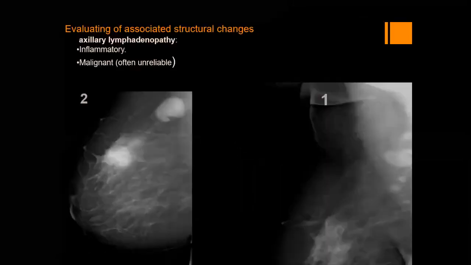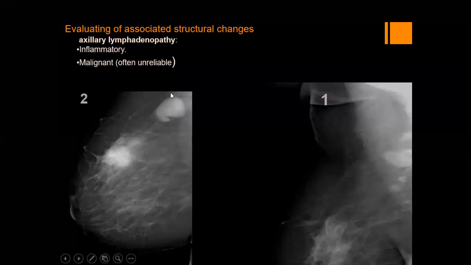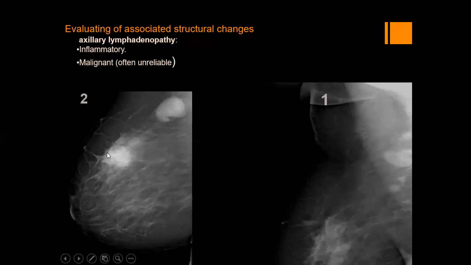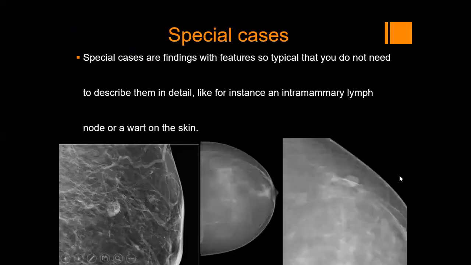Okay, this is a malignant axillary lymph node, which is also considered an associated architectural change. Obviously here it is highly suspicious, with this indistinct high density mass, so it will upgrade it to BI-RADS 5 instead of BI-RADS 4. This is after treatment, getting regressed.